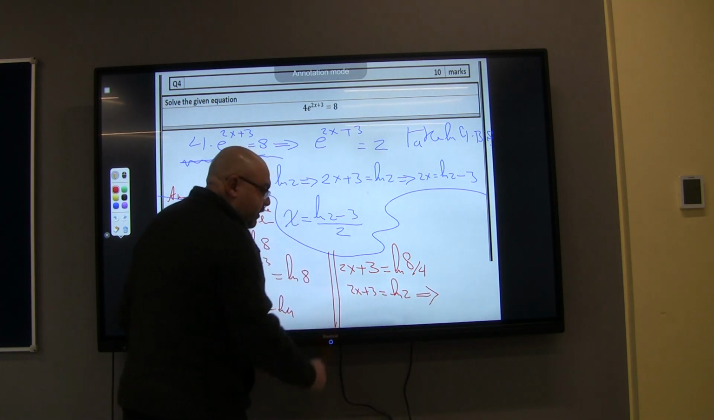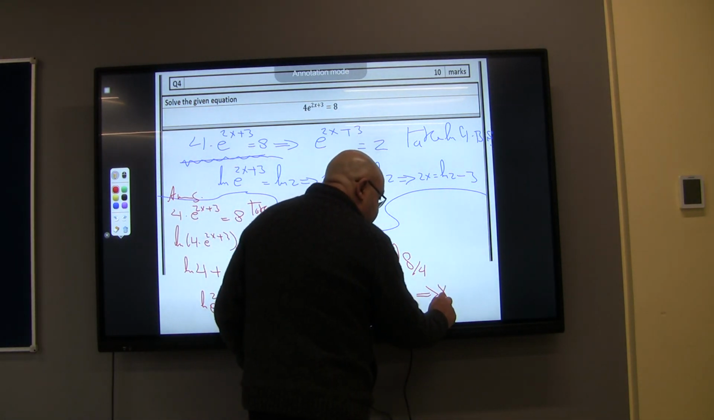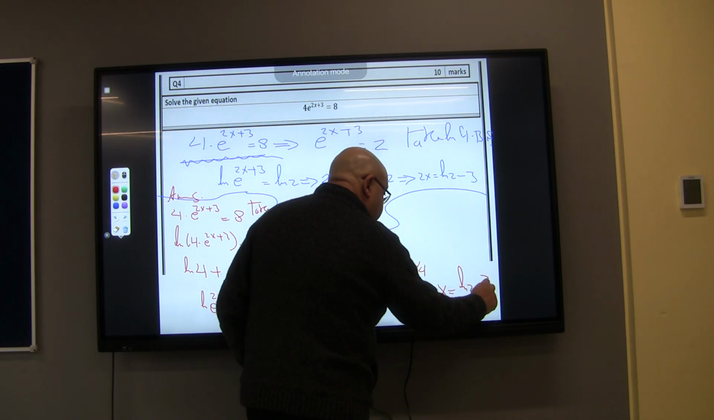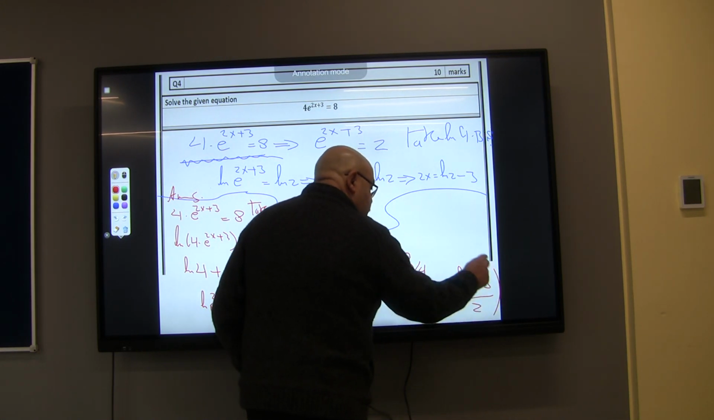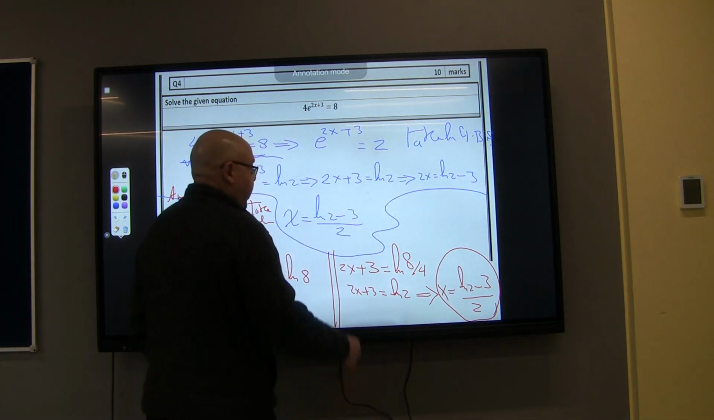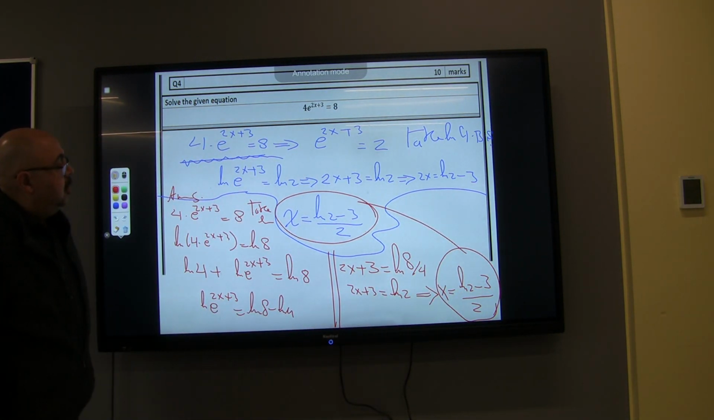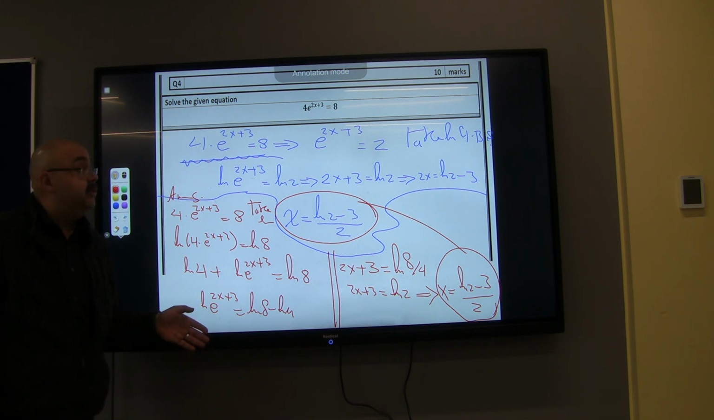Start to isolate the value of x, which is simply going to lead to x equals ln 2 minus 3, over 2. And now you have the value of x exactly like this one. So hopefully the steps are clear for you.